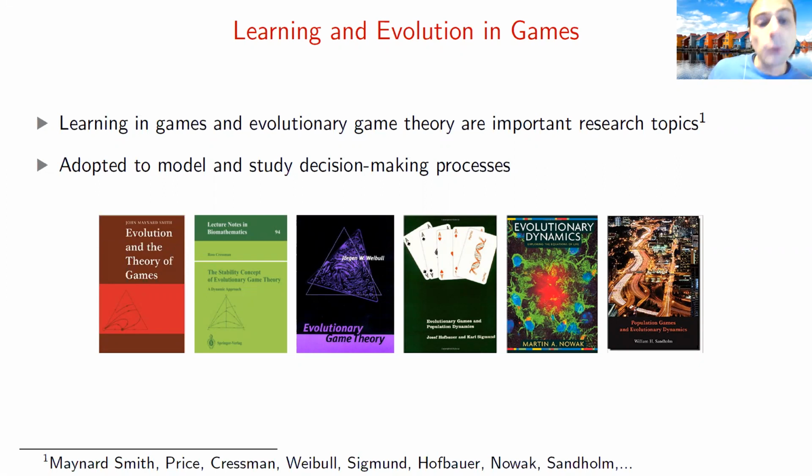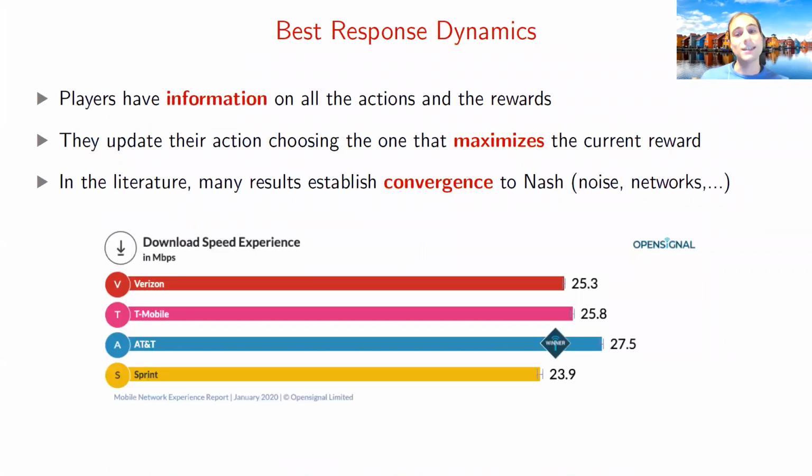What I found is that most of the literature on evolutionary game theory dealt with best response dynamics. In best response dynamics, we have the assumption that players have a lot of information on the game they are playing. Basically, we assume that each player knows all the actions they can choose and the corresponding rewards. And these agents update their action in order to maximize their current reward.